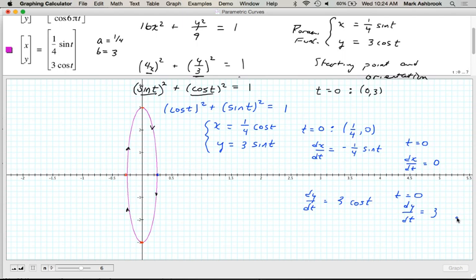So not only do we get a different set of points, the points are not the same for the same t values, but then the orientation is different. The first one, the black one, was clockwise orientation. This is counterclockwise orientation. Okay?